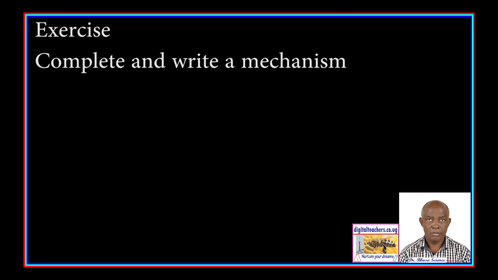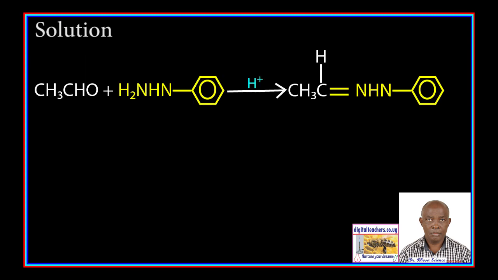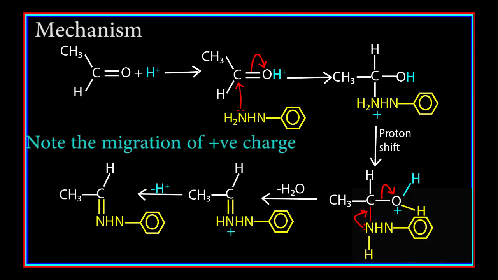Exercise. 1. Complete and write a mechanism between ethanal and phenylhydrazine. Solution. Ethanal reacts with phenylhydrazine in the presence of an acid to form the product. The mechanism is as follows.